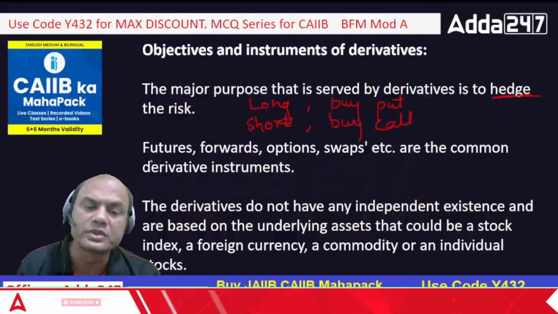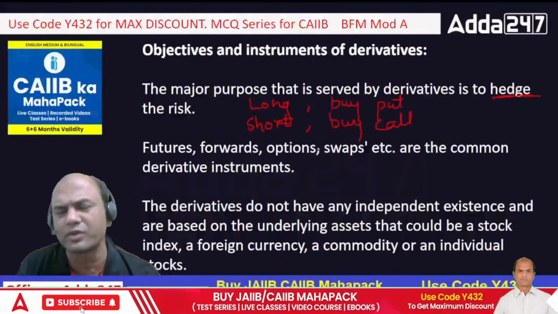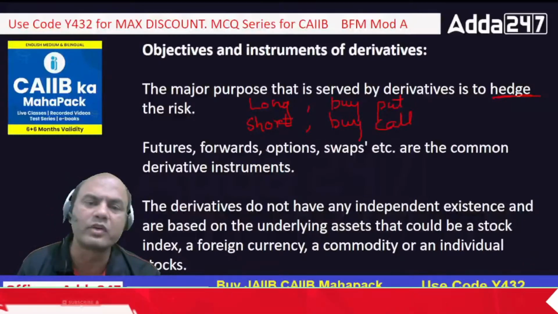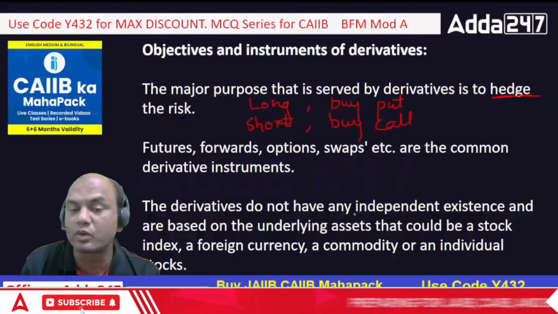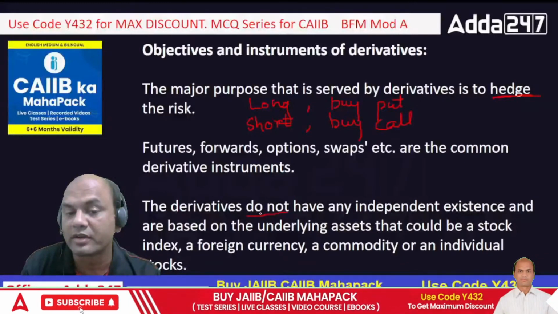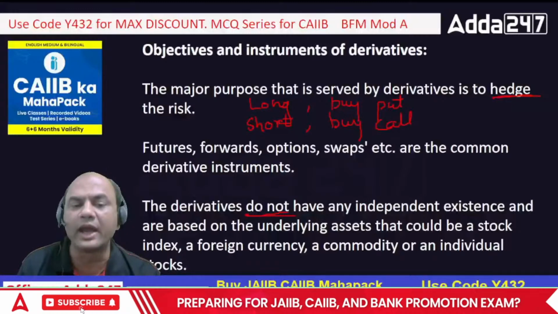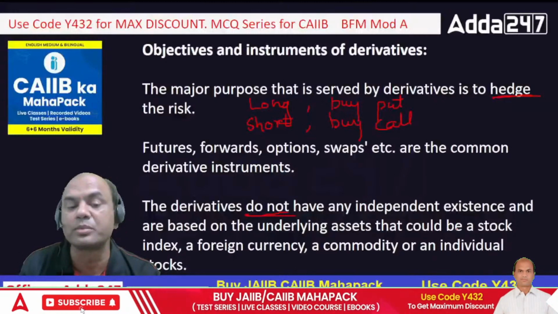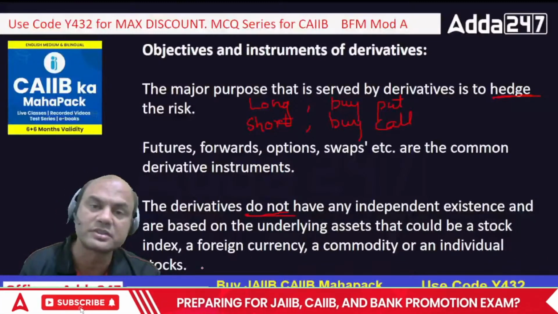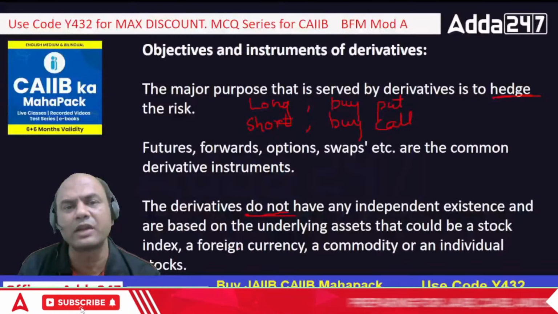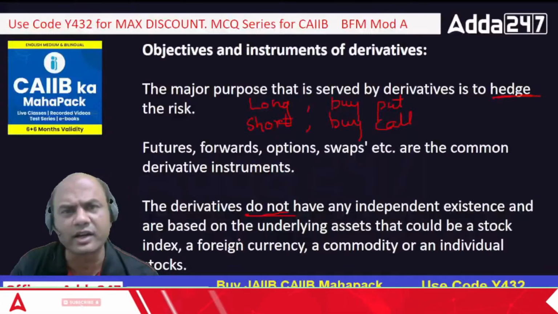Got it? Futures, forwards, options, swaps, etc. are the common derivative instruments. Just now I gave you all these things. FRA can also be added to this. Forward rate agreements, right? The derivatives do not have an independent existence. What did we say? They are derived. So they don't have an independent existence, and are based on underlying assets that could be a stock index, a foreign currency, a commodity, or individual stocks. It can be anything. I can put a derivative on gold also. I can put a derivative on agri products. Those are also traded.